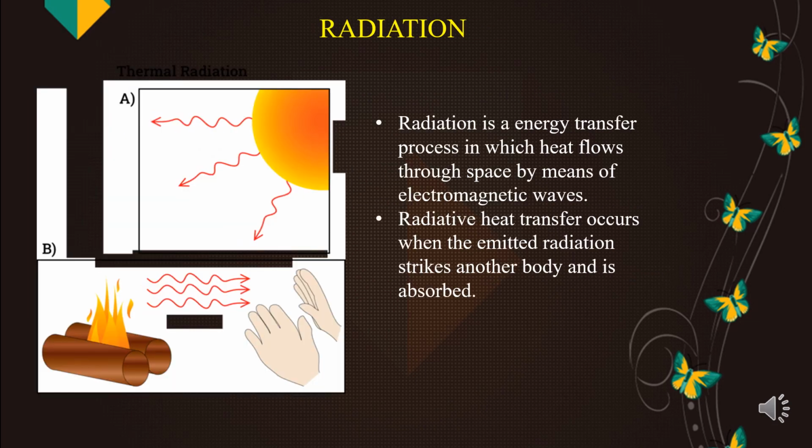Then coming to radiation. Radiation is an energy transfer process in which heat flows through space by means of electromagnetic waves, and this radiative heat transfer occurs when the emitted radiation strikes another body and is absorbed. We all experience radiative heat transfer every day, just like solar radiation absorbed by our skin is why we feel warmer in the sun than in the shadow. Solar water heaters, solar cookers, microwave cookers, sonicator baths, etc. are a few examples in which radiation is utilized for producing heat.